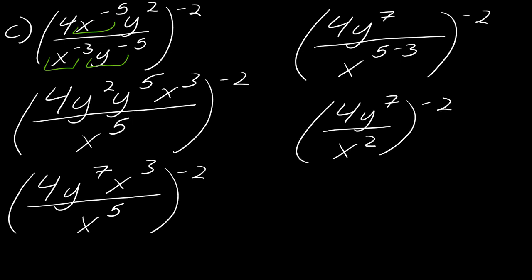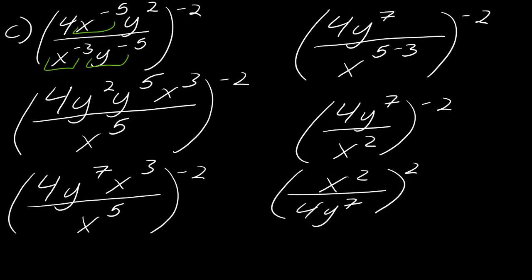Okay, now look at how much simpler it will be to work with this exponent. I have very few numbers left. So now I can flip this whole thing to get rid of this negative exponent. So this becomes x squared over 4y to the 7th, and now this is all squared. And now I can finally just square everything. So I will multiply 2 times 2, so this becomes x to the 4th. And then in the bottom, 4 squared is 16, so this is 16, and then y to the 14th, because 7 times 2. So there's the final answer.